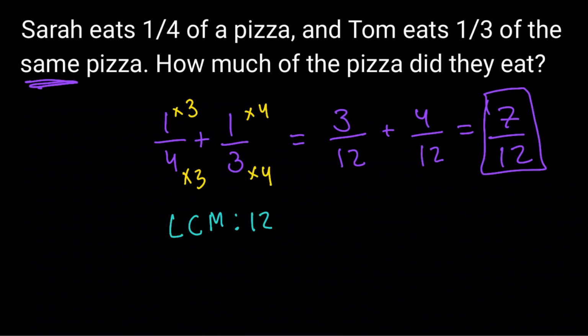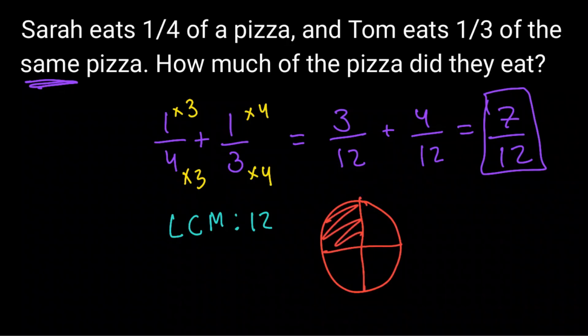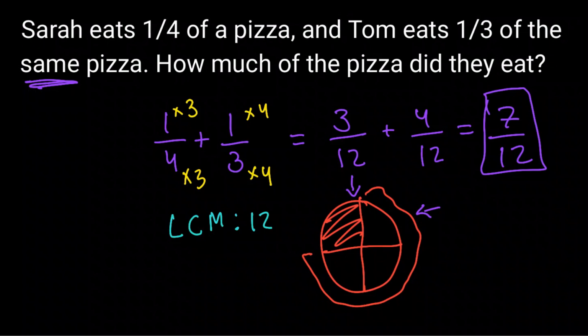A common mistake that can happen here is that they think Tom is eating 1/3 of the pizza left over. In other words, Sarah eats 1/4 of the pizza, so one slice here, and then Tom eats 1/3 of this remaining portion. If this was the case, we would be dealing with two different wholes. Whole pizza first, and then just this portion. However, in this question, this is incorrect. Tom didn't eat 1/3 of the leftover pizza, but 1/3 of the total pizza from the beginning. The question even specifies that it's the same pizza.